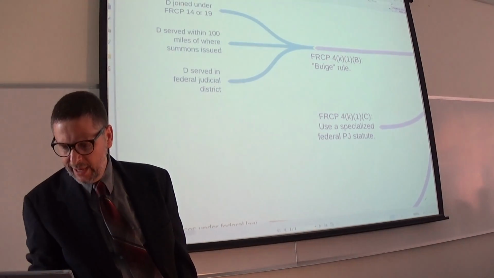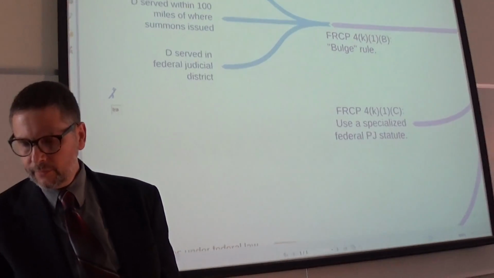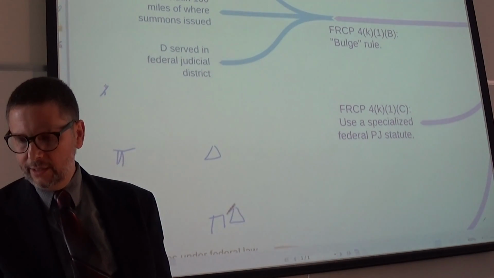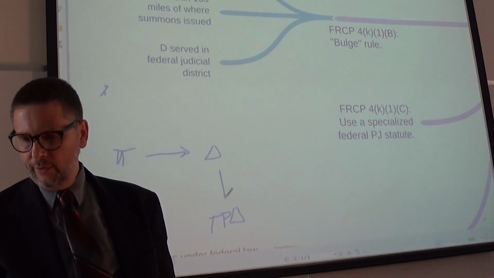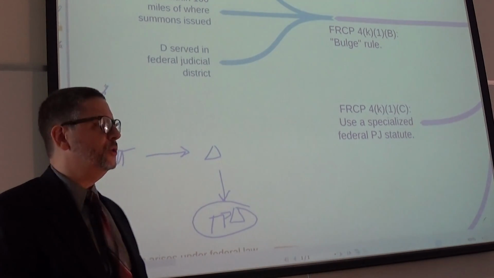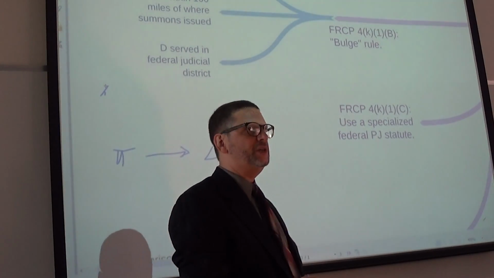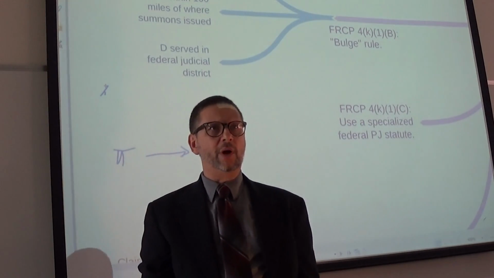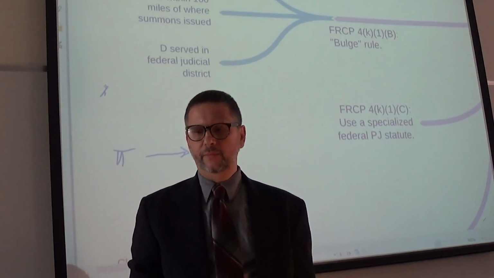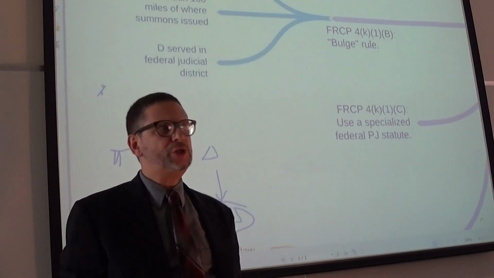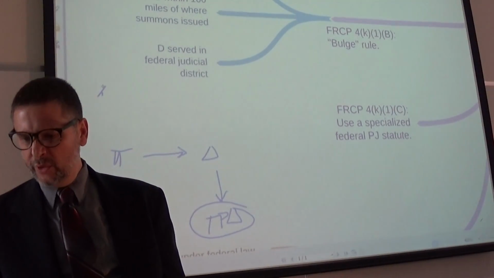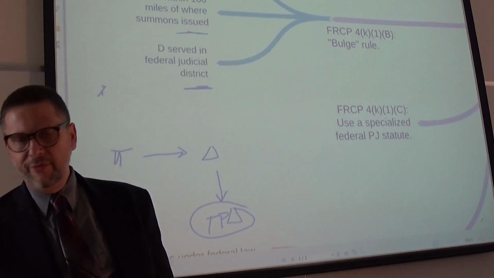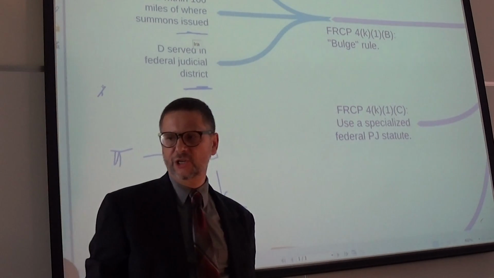Let's see if I can get a little pen here so I can write. There we go. So you have P versus D, and then the defendant brings in a third-party defendant. Well, this third-party defendant here is brought in pursuant to Rule 14 for reasons we discussed, such as in the Asahi case. All right. If you have somebody that's being brought in under Rule 14, check, and they're served within 100 miles where the summons is issued, and they're served in a federal judicial district, then we have what's called Bulge Jurisdiction.